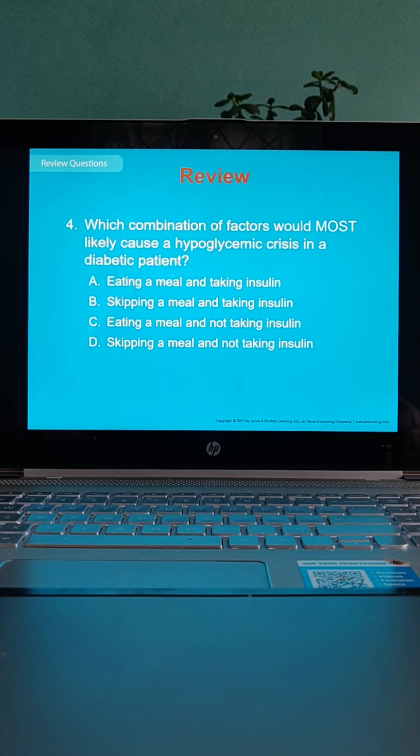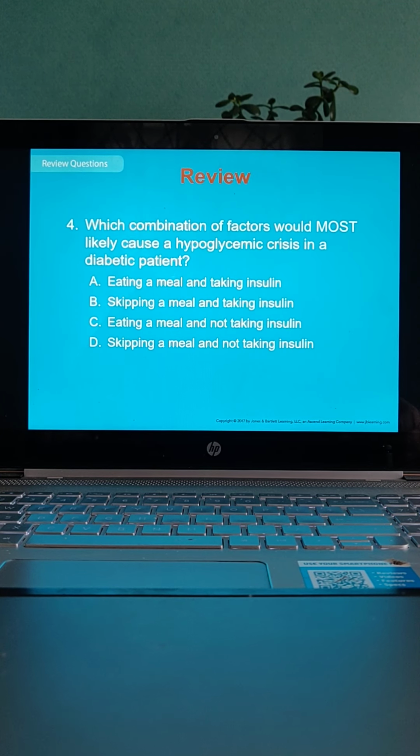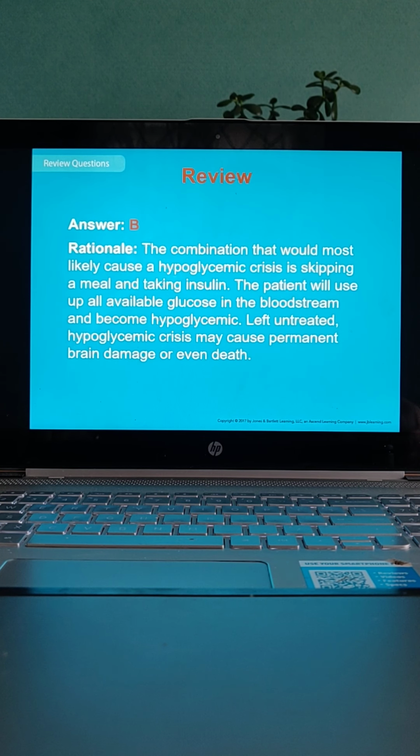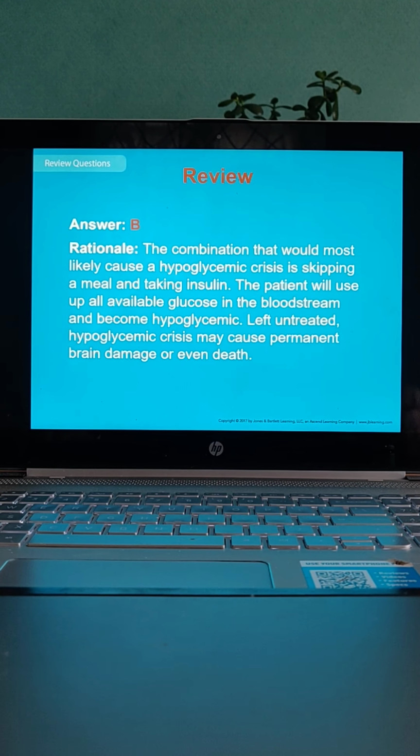Tricky answers. Which combination of factors would most likely cause a hypoglycemic crisis? It would be D. No, I'm sorry, it's B. Skipping a meal and taking the insulin. You skip a meal, you don't eat, and then you take the insulin.